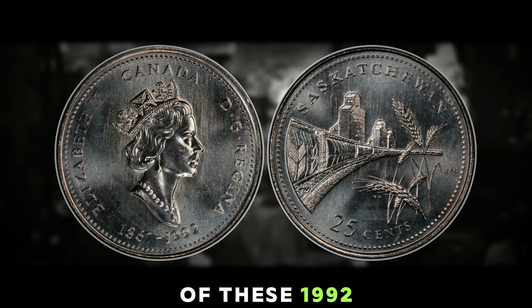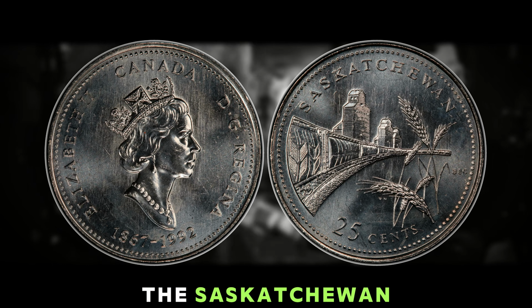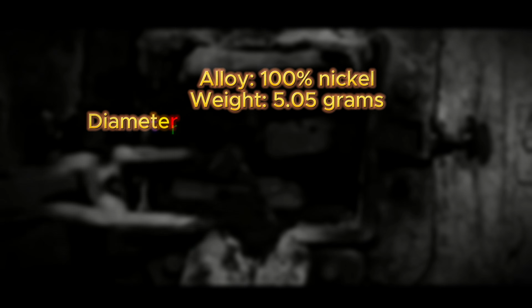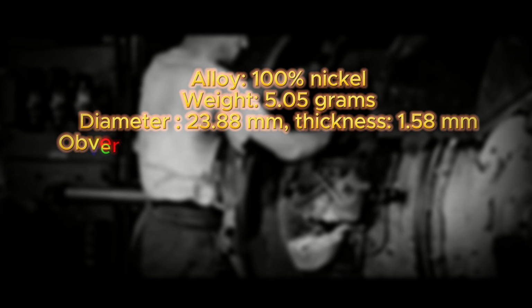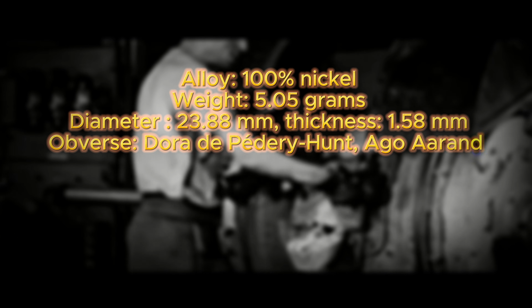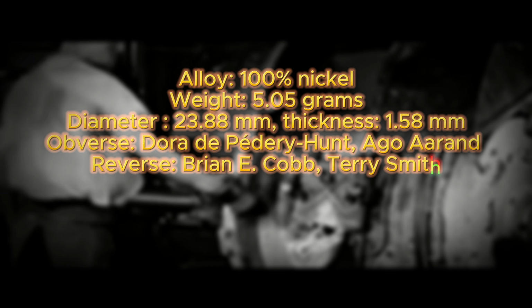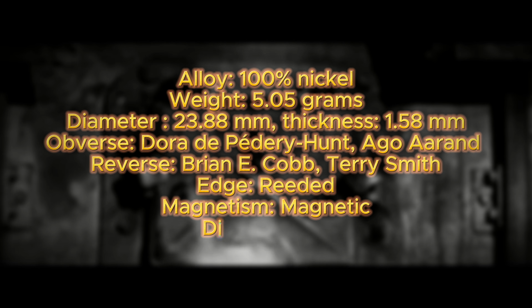Now, the last of these 1992 provincial rotated die quarters that you can look for is the Saskatchewan. The specifications for the standard issue Saskatchewan Quarter: it is composed of 100% nickel, has a weight of 5.05 grams, a diameter of 23.88 millimeters, and a thickness of 1.58 millimeters. It was designed and engraved by Dora dePédery-Hunt and Hugo Aran for the obverse, and Brian E. Cobb and Terry Smith for the reverse. The reason that I wanted to give you the specifications on all of these quarters is because there are actually different artists that featured their designs on the reverses of these coins, and I wanted to give credit where credit is due.